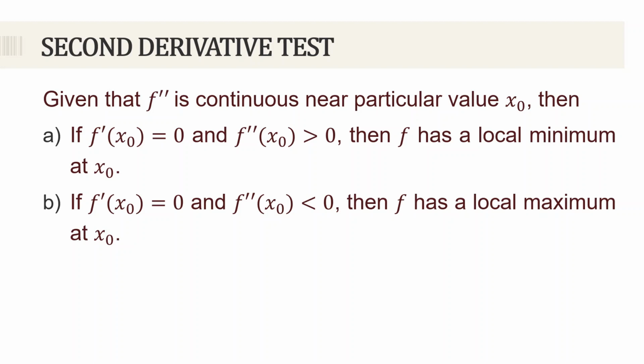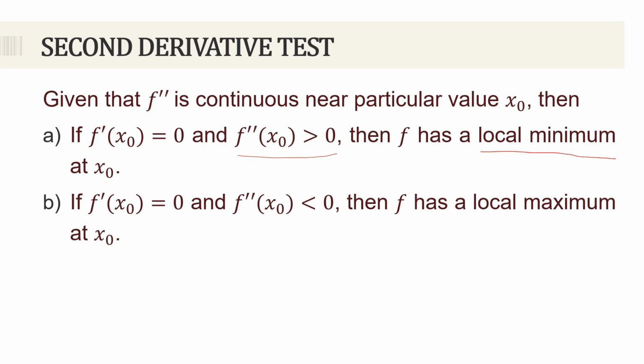The second derivative can also be used to identify local or relative extrema through what is known as the second derivative test. So given that the second derivative is continuous near the particular value x sub 0, then first, if the first derivative at x sub 0 is equal to 0, and the second derivative at x sub 0 is greater than 0, then f has a local minimum at x sub 0. Take note of this. The second derivative at x sub 0 is positive, meron tayong local minimum.